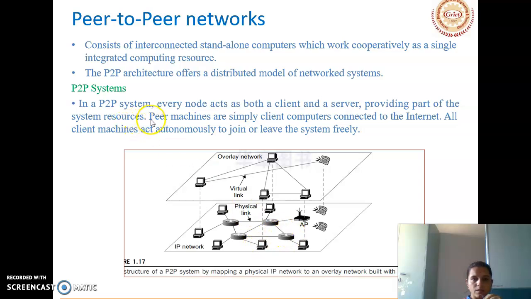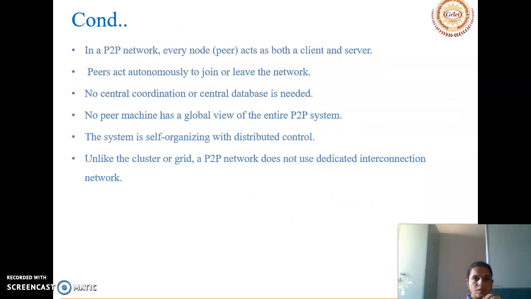In a P2P system, every node acts as both client and server, providing a part of the system resources. Peer machines are simply client computers connected to the internet. All the client machines act autonomously to join or leave the system freely. They can easily join the system into this connection, or they can directly leave the system freely. In a P2P network, every node acts as both client and server.